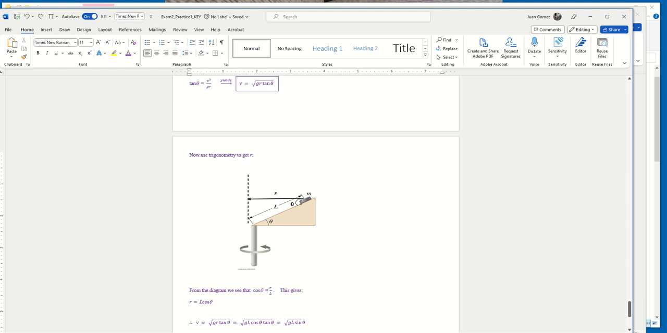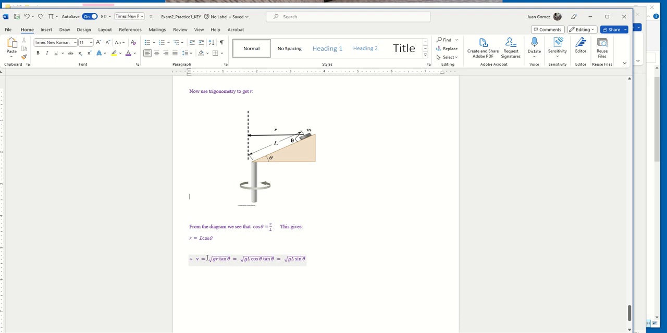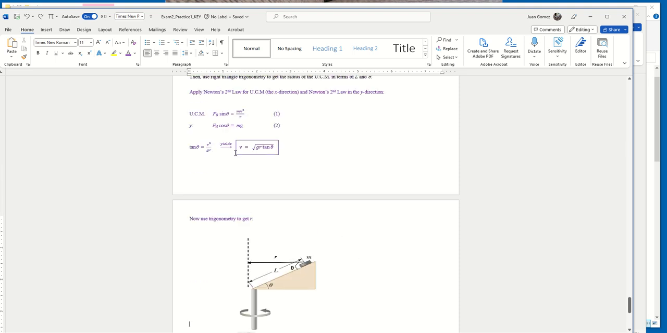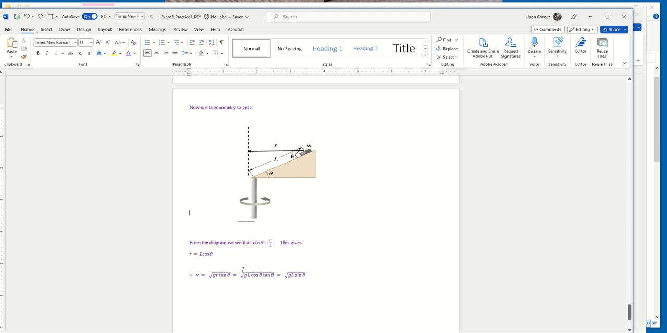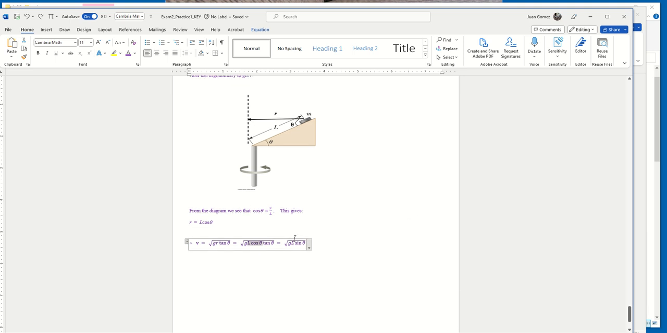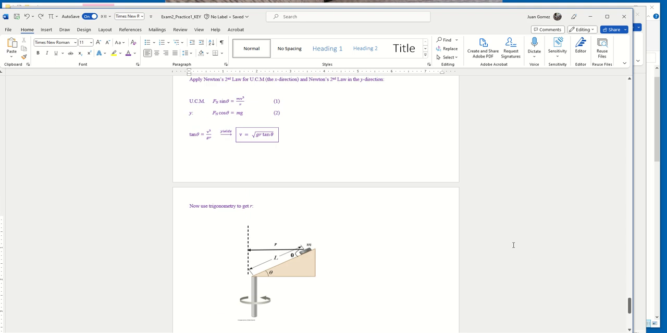Clearly, cosine theta is adjacent over hypotenuse. So cosine theta is r over L, which means r is L cosine theta. So in our expression for v equals root g r tan theta, we replace r with L cosine theta. Cosine theta times tan theta gives you sine theta. So you get v is root g L sine theta, as you're asked to do.